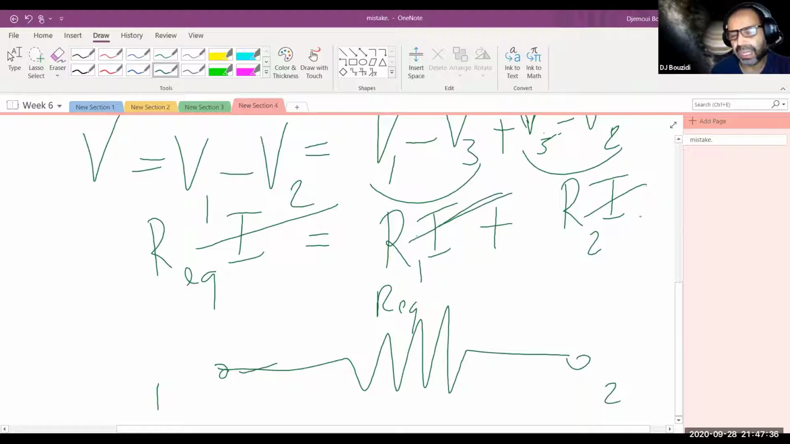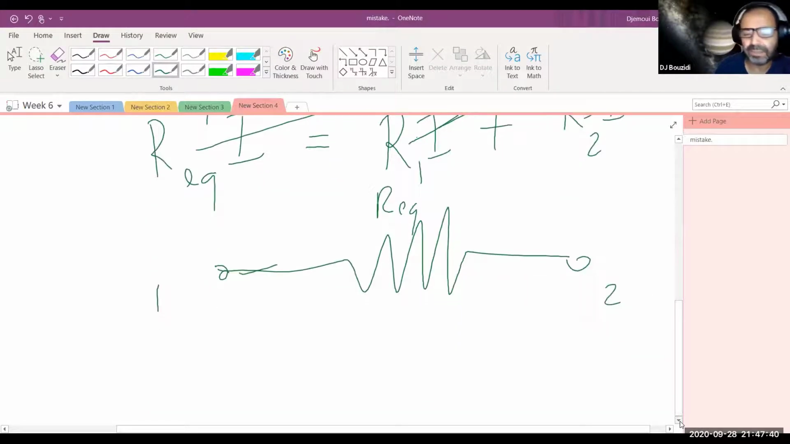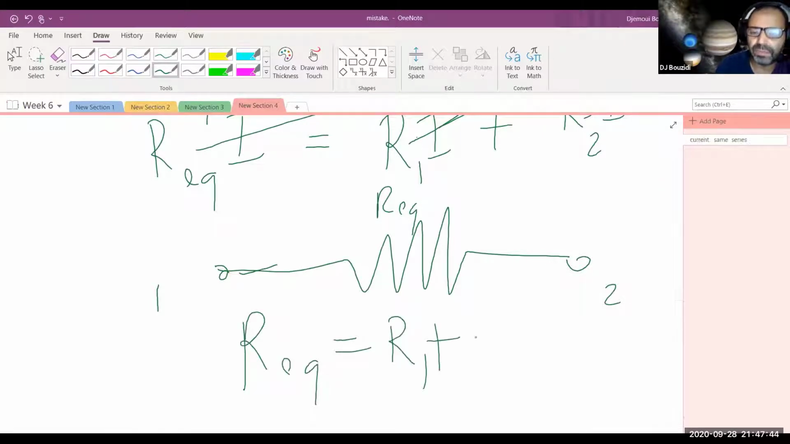And they end up saying that my R equivalent in series is simply the sum of the R's. If I had 3, I'm going to add another one, and so on and so forth. Okay? So that is resistance in series.